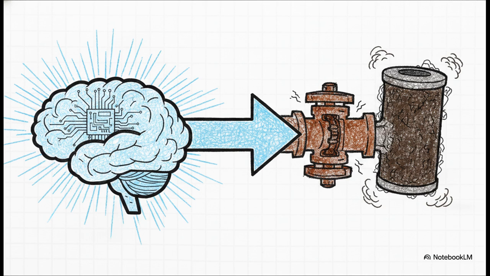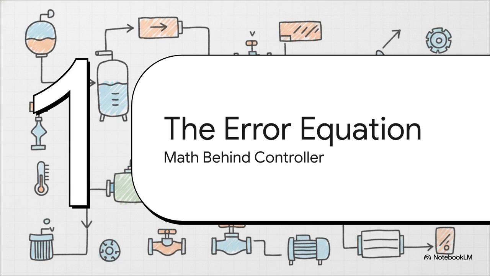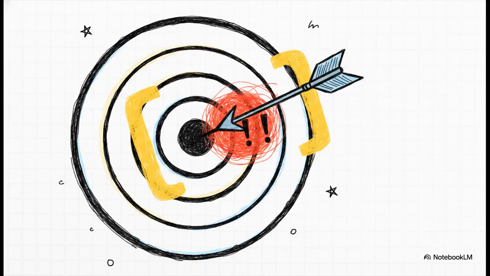And guys, this exact same logic applies directly to industrial plants. Which brings us to Section 3, the error equation. Let's look at the simple mathematical engine that actually drives every single automatic controller out there. This formula is beautifully simple. Error equals PV minus SP.